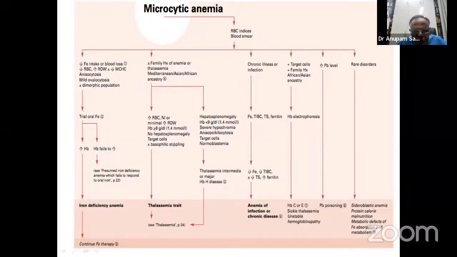In chronic anemia, usually anemia of chronic disease starts as a normocytic normochromic picture. And then as time progresses, it goes on to a microcytic picture.